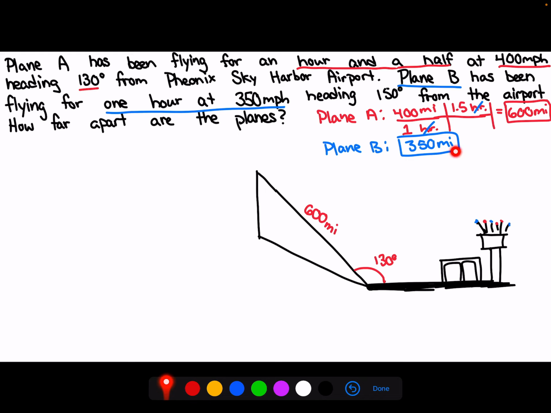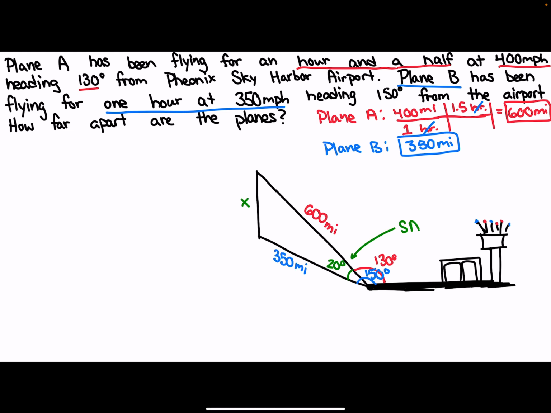So, what this means is that I have my airport here, Phoenix Sky Harbor, and this plane took off at 130 degrees away from the airport, traveling 600 miles so far. The other plane left the airport at a 150 degree angle away from it, and it's traveled 350 miles, which means that the angle in between is just 20 degrees.